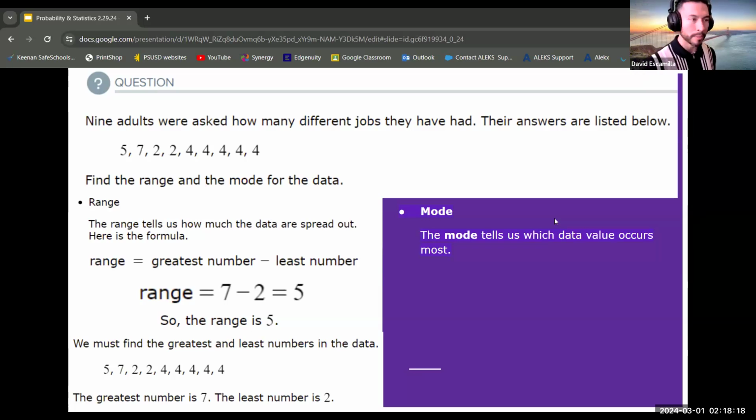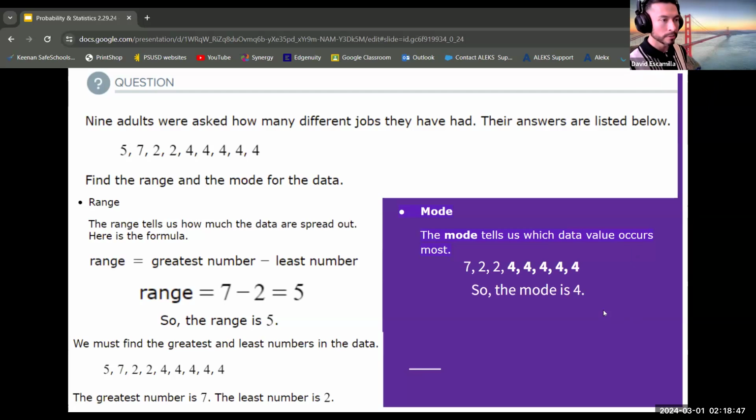But mathematically, the mode tells us which data value occurs the most. I have a hard time pronouncing occurs, because of my accent, but it's basically what value is seen the most. What value do you see the most? Let's go ahead and review the values. We have 7, 2, 2, and 4, 4, 4, 4, 4. If you lost track of how many times I was saying 4, I said 4 five times. You see it on the screen. So very easy. There's no addition, there's no subtraction, there's no formula. Just by looking at it, we see that the mode is 4.